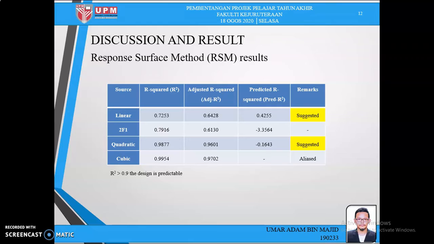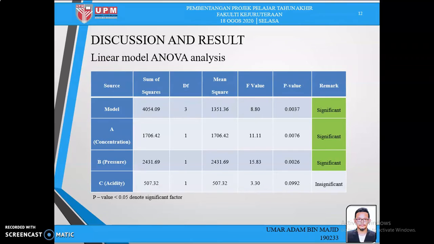The yellow highlighted box denotes the suggested model according to the value of the coefficient of correlation, or R squared, and adjusted R squared and predicted R squared. This coefficient of correlation shows the model's ability to predict an outcome close to the actual outcome. So in this run of RSM, we suggested linear and also quadratic models. So this is our run of the linear model.